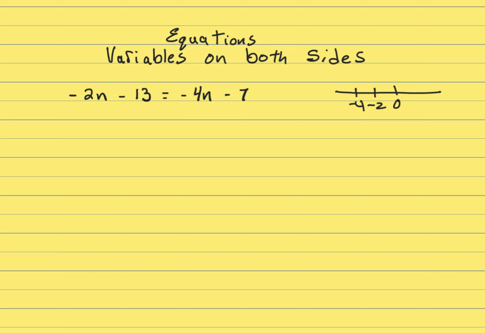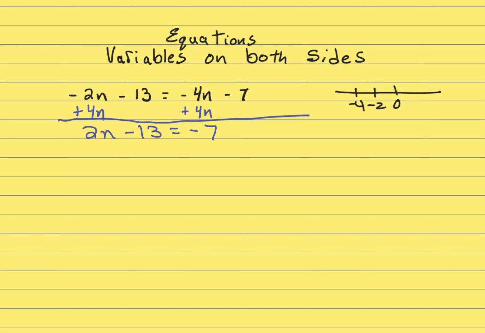Well, how do we do it? Just like we've been doing with moving regular numbers when we're solving equations. I'm going to add 4n to both sides of the equation. And notice how I'm writing it right underneath where the other variable is. I'm going to put a line here, and now I'm just going to add down the columns. Negative 2n plus 4n gives us 2n. I haven't done anything to the 13, so that's minus 13. Negative 4n plus 4n gives me 0, so I'm not going to put a 0 there because there's no reason to. And then I'm left with negative 7.